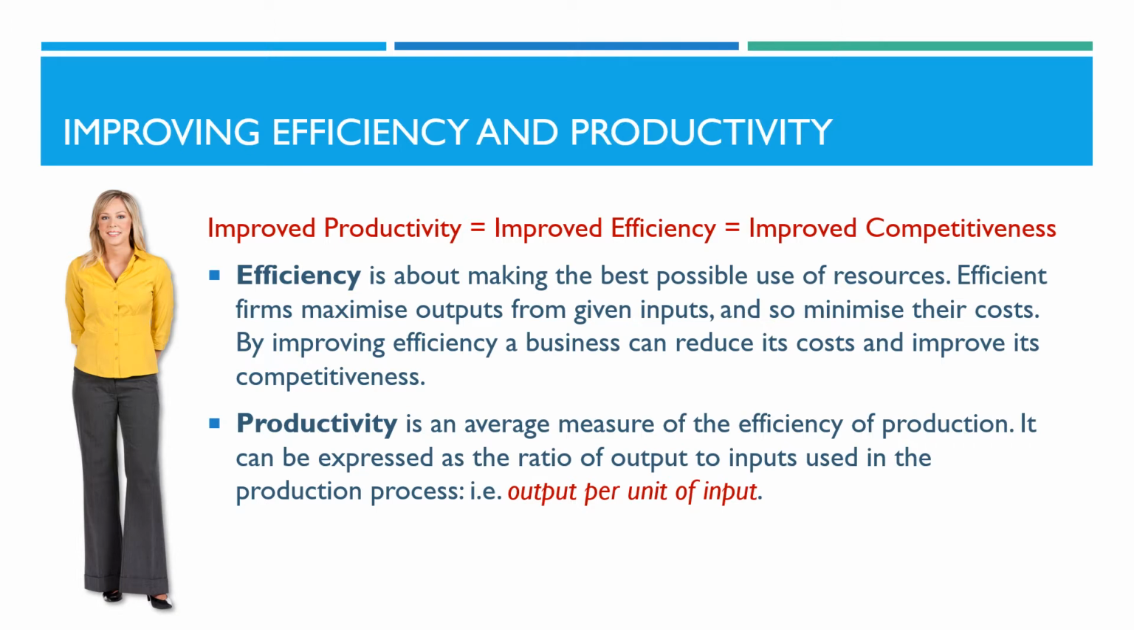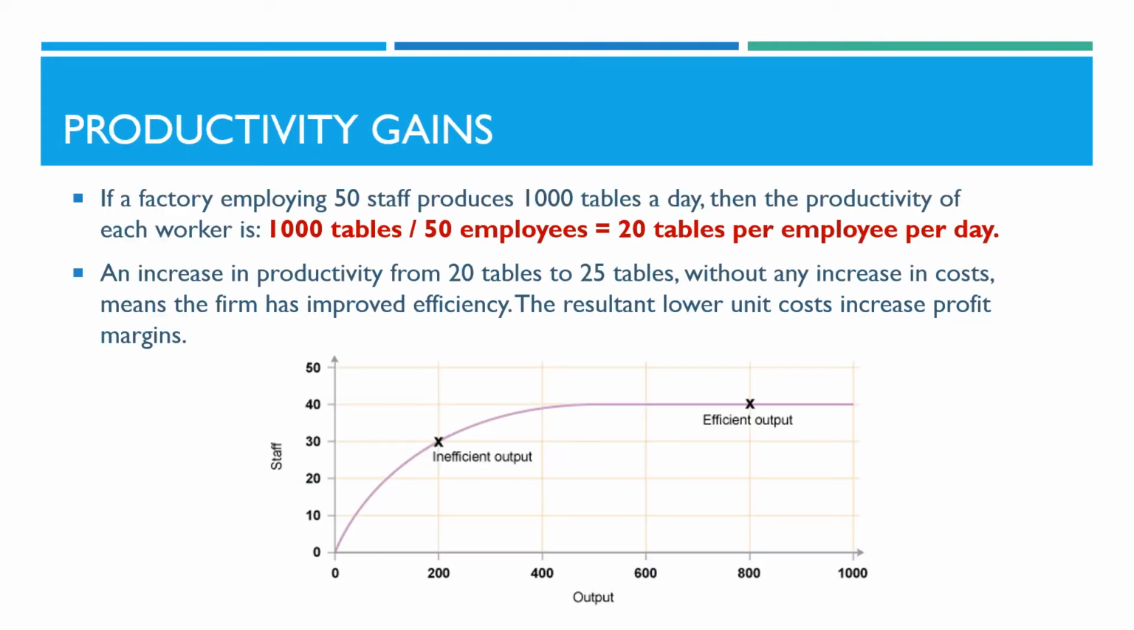Productivity is an average measure of the efficiency of production. It can be expressed as the ratio of output to inputs used in the production process, that is output per unit of input. Consider this example. If a factory employing 50 staff produces 1,000 tables a day, then the productivity of each worker is 20 tables per employee per day. An increase in productivity from 20 tables to 25 tables, without any increase in costs, means the firm has improved efficiency. The resultant lower unit costs increase profit margins.